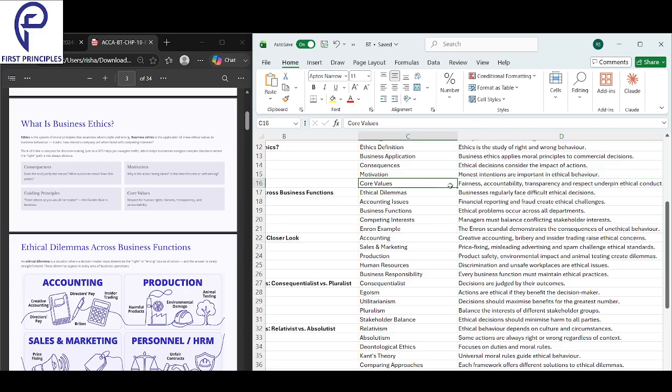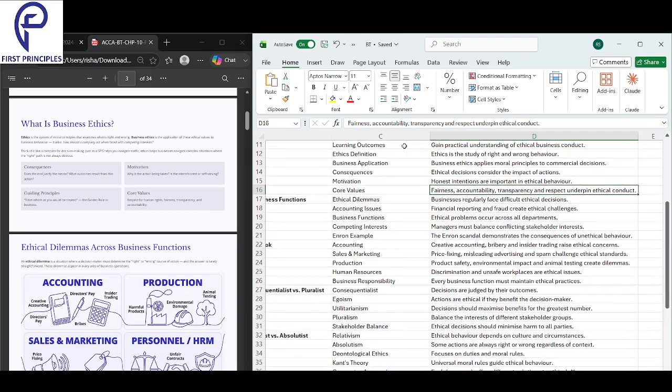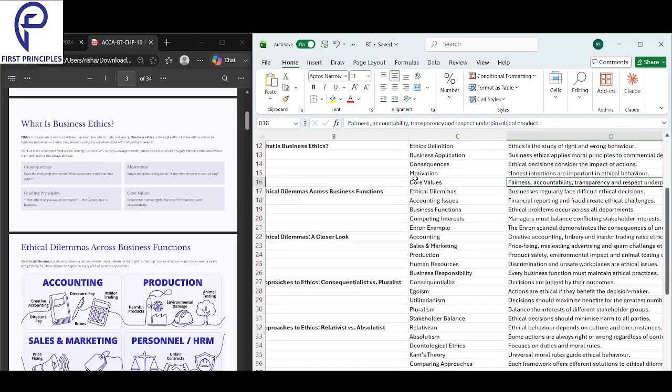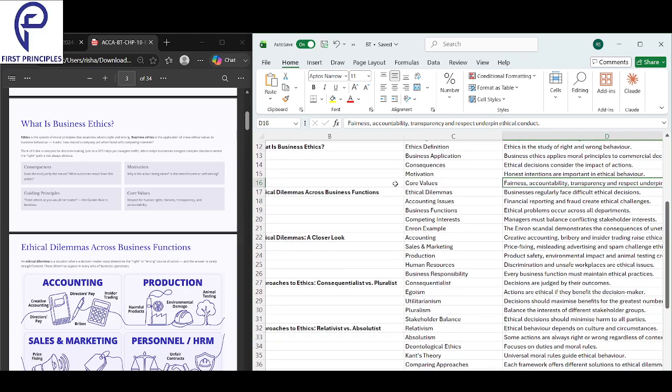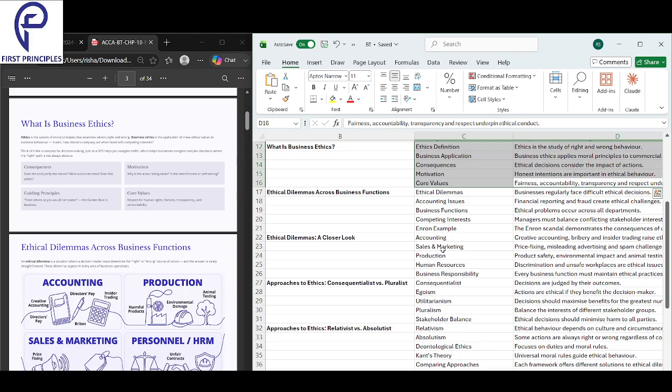And finally, core values: fairness, accountability, transparency, and respect underpin ethical conduct. What they do is they underpin ethical conduct.